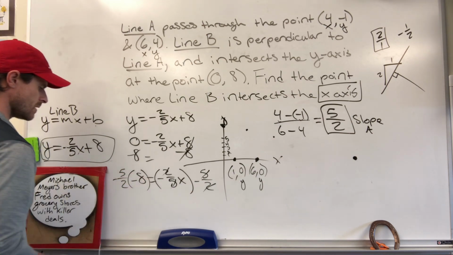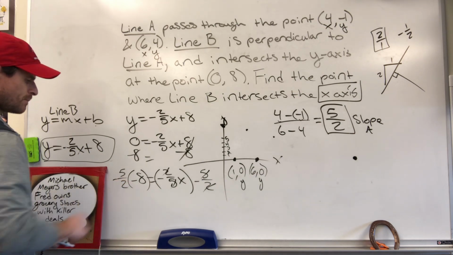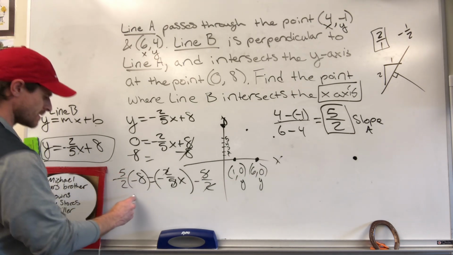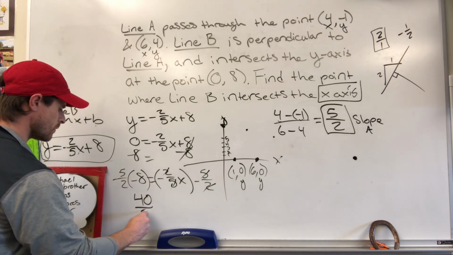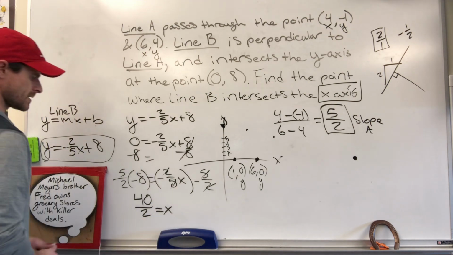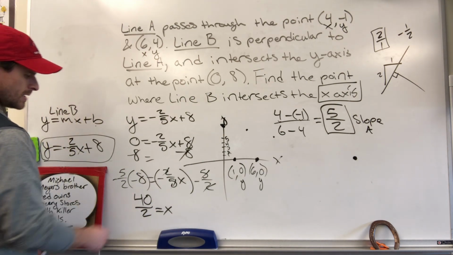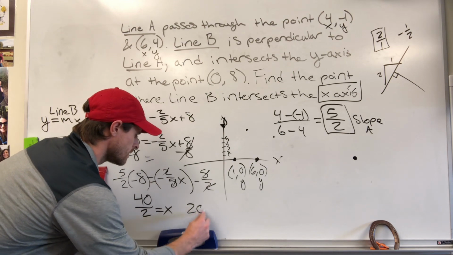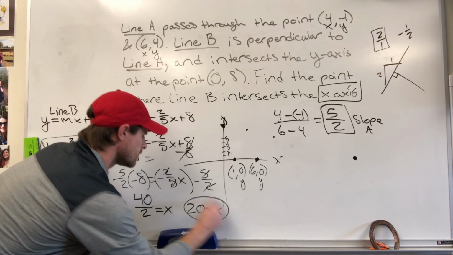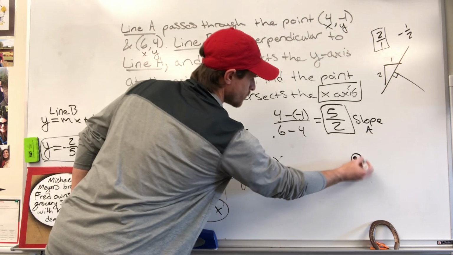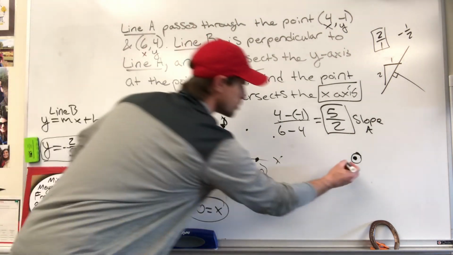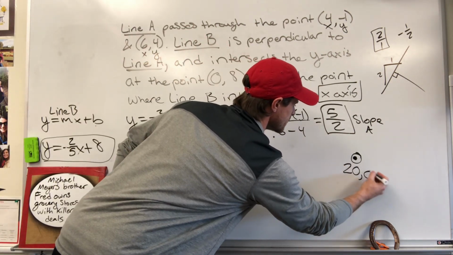It's got to be a negative though. What's a negative times a negative? Positive. 5 times 8 is 40. So positive 40 over 2 is what we would get for x. 40 divided by 2 is 20. We would be crossing way over here at 20, 0.